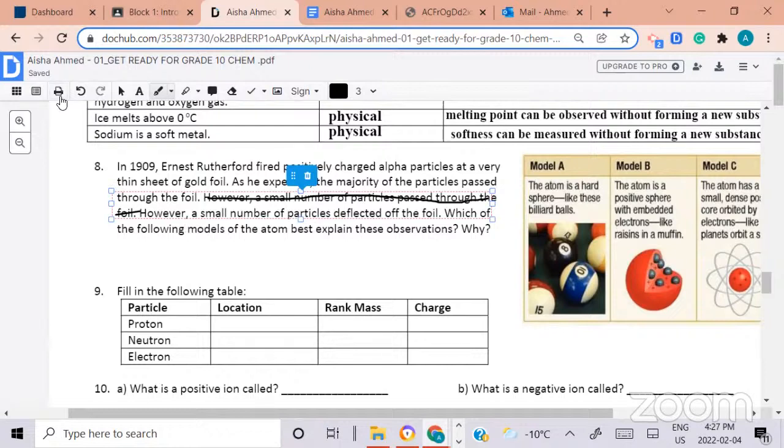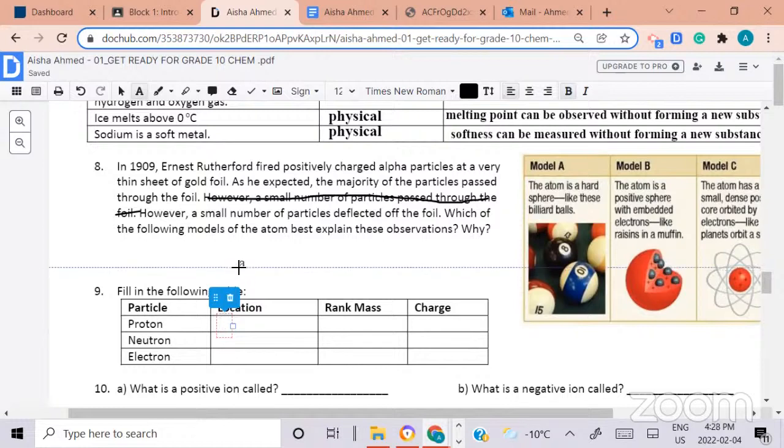Okay, so let me quickly say, Ernest Rutherford is a really important person, right? And his experiment is called the gold foil experiment. What he did is that he fired positively charged alpha particles at a very thin sheet of gold foil. His hypothesis was that all of the particles would just go through the gold foil, right? As he expected, the majority of those particles just went straight through the foil and everything was good. However, a small number of particles deflected off the foil. Now, which of these following models best describes these observations?